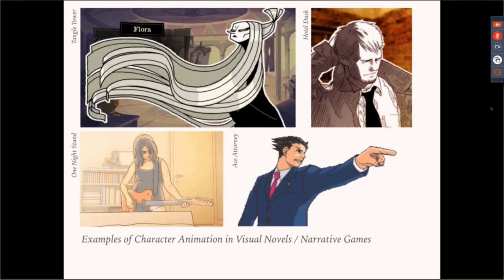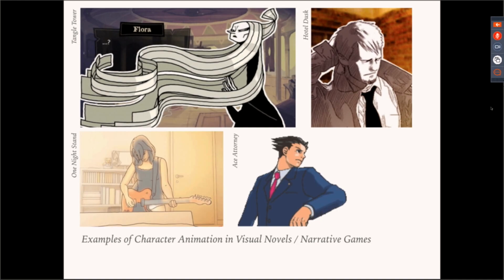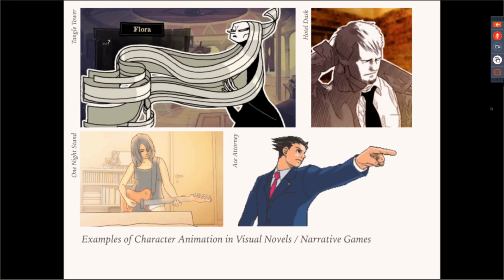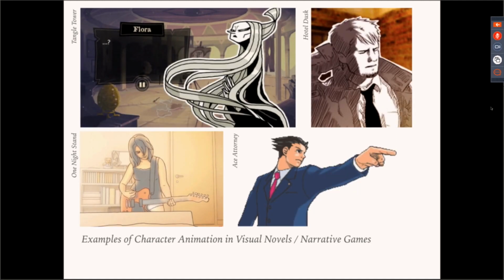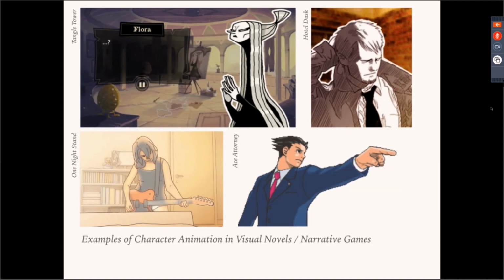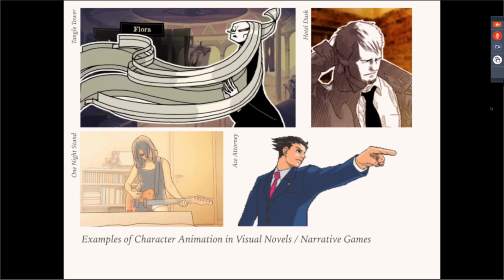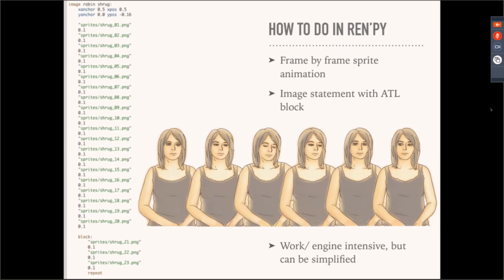And then we also have way more simple stuff. This is Phoenix Wright, and it's probably one of the most iconic animations in visual novels, and it's literally 2 frames, at least from the original game. It's just his hand up and down. So simple stuff can still be really effective. You don't need the biggest budget to make animation work. So let's have a look at how we can do this in Ren'Py.